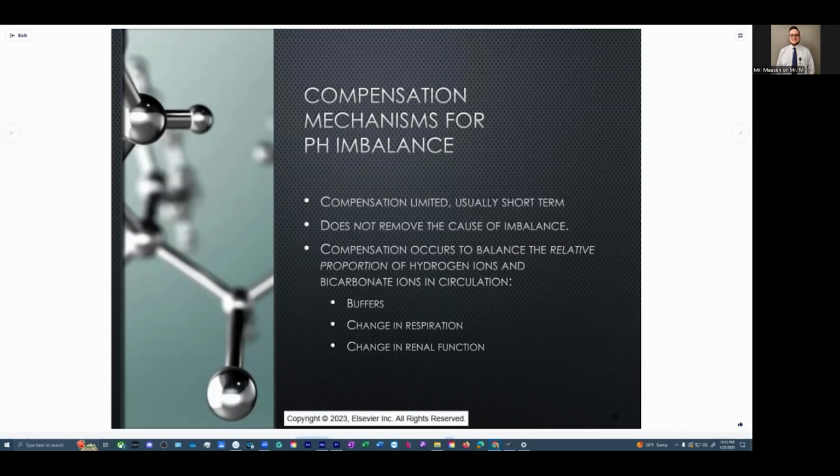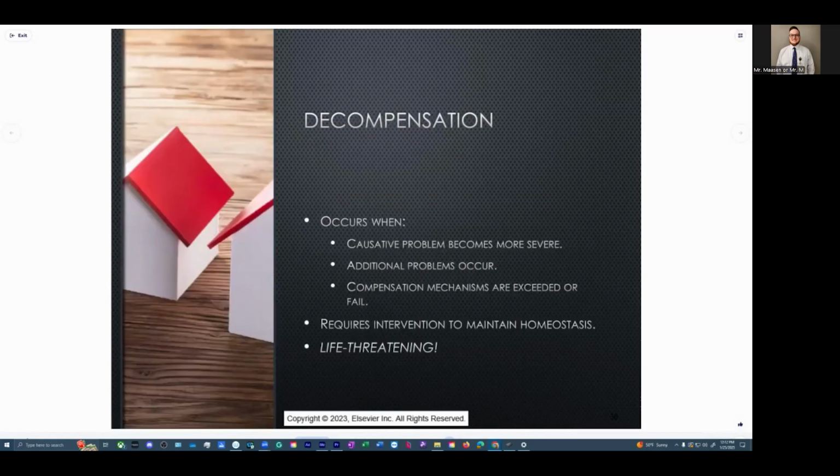It doesn't help us stop the cause of the imbalance, remove the cause of the imbalance. That's got to be treated, but our body will try and compensate. So how's it try to compensate? The buffer systems is basically compensation. Chemical buffers, phosphate, chloride, change our respiratory rate, increase renal function, make more urine, that sort of stuff, get rid of hydrogen ions. That's the compensation.